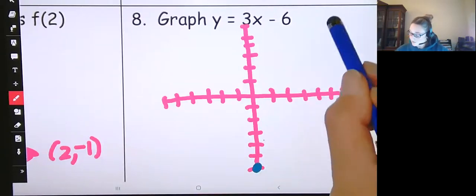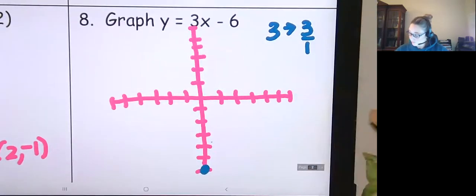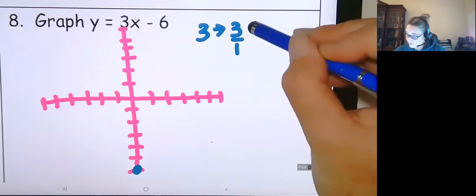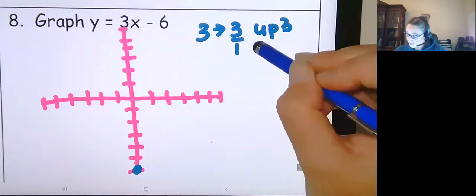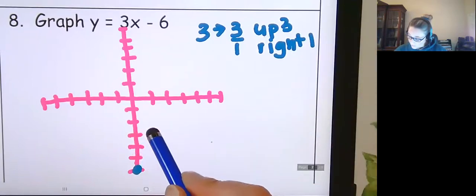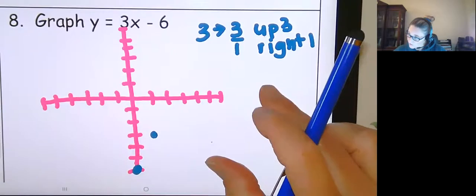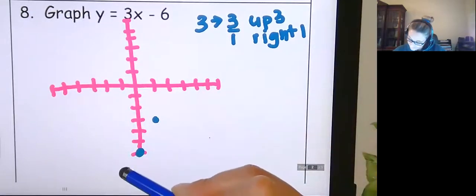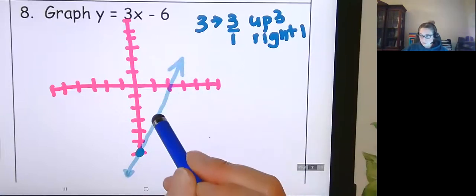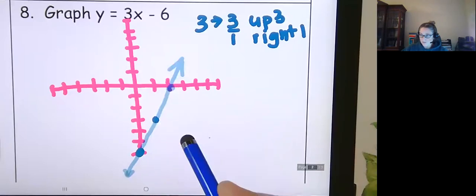And then 3 is my slope. So 3 is really 3 over 1. And what 3 over 1 means is the top number is how far up or down you're going. Since this is positive, I'm going up 3. And the bottom number is right 1. So I'm going to go up 1, 2, 3, right 1. And then I am going to connect. And there's my line. Okay. If I wanted some more points, I would go 1, 2, 3 over 1, and you see it actually would cross here. Okay.